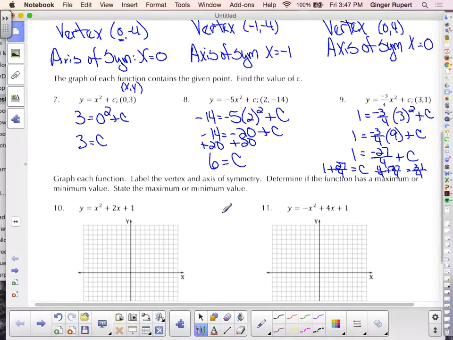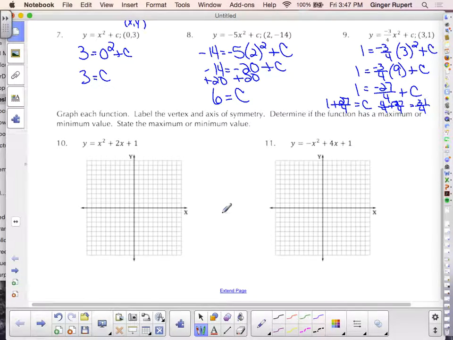Let's take a look at question numbers 10 and 11, 12 and 13. They're all the same. It asks you to label the vertex and the axis of symmetry, determine if the function has a maximum or minimum value, and state that maximum or minimum value.